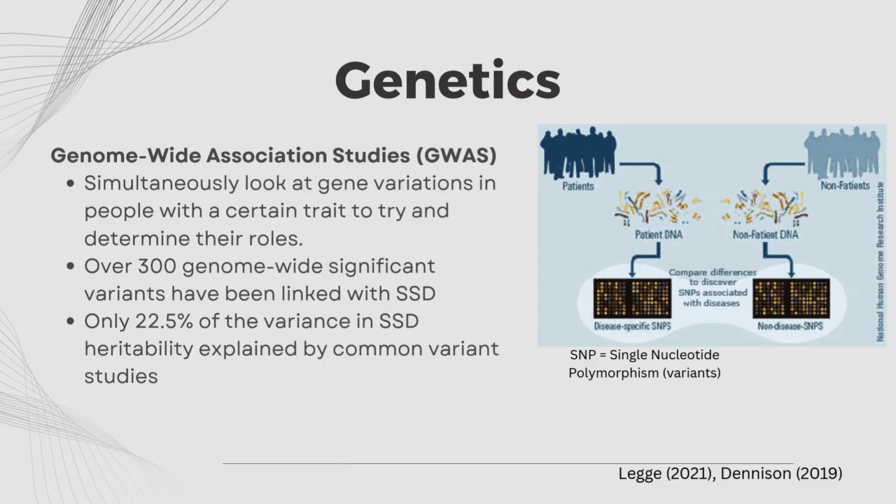This picture helps visualize it a little easier. You're looking at patients with whatever disorder, schizophrenia in our case, and non-patients, and you compare their DNA to discover these single nucleotide polymorphisms, which are basically those variants that I mentioned. That helps you discover which ones are disorder-specific compared to non-disorder-specific.